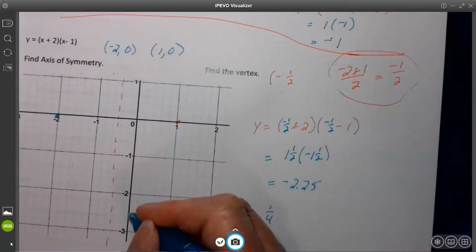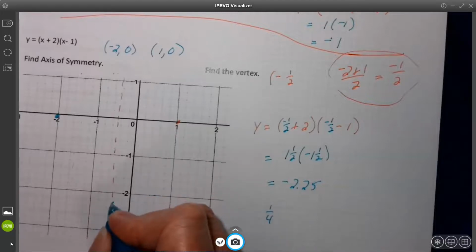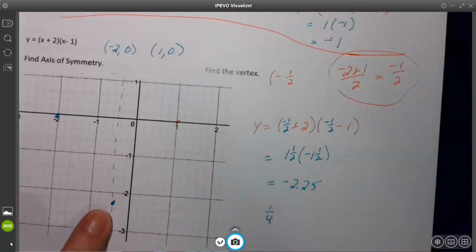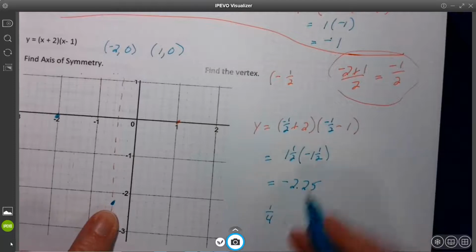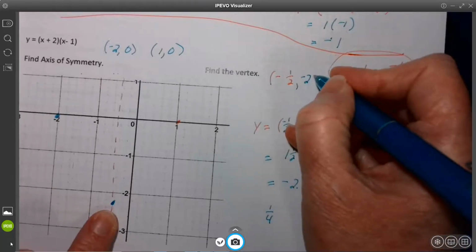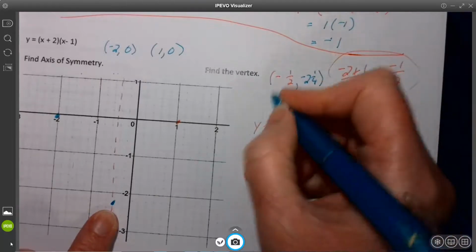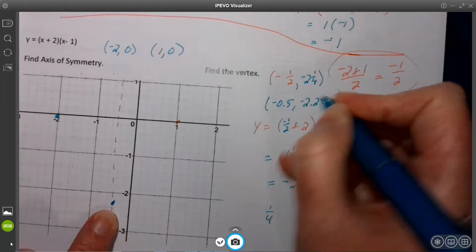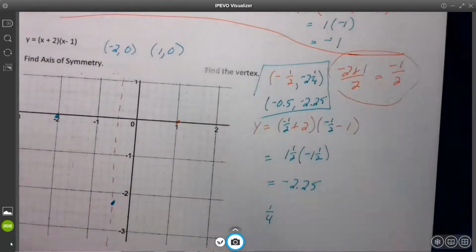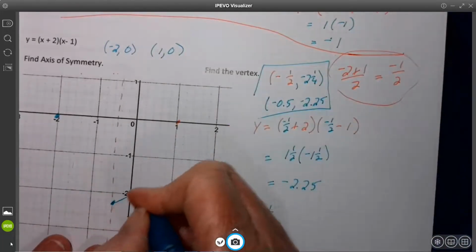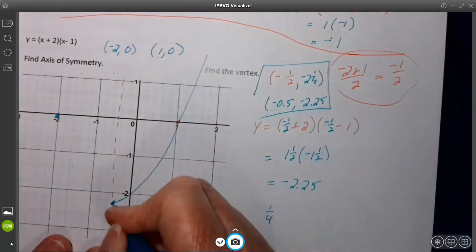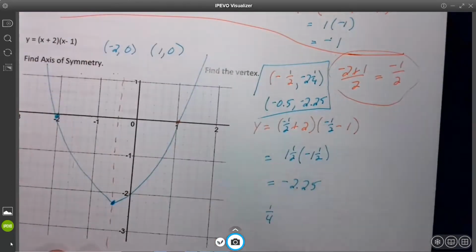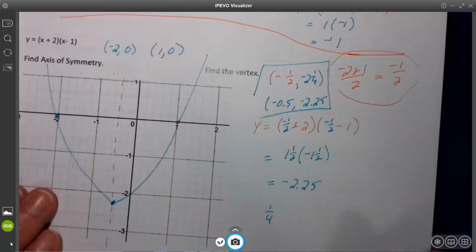1/4. Here's halfway, about right there. Okay, there's our vertex. So what is our vertex? Negative 2 and 1/4. If you have this as negative 0.5 and negative 2.25, that's the same answer. That's your vertex. So now we can graph that. Now we could find the y-intercept too. We're not going to right now. We'd have to multiply it out. Blah, blah, blah, blah. Okay, we're just going to sketch it from that.